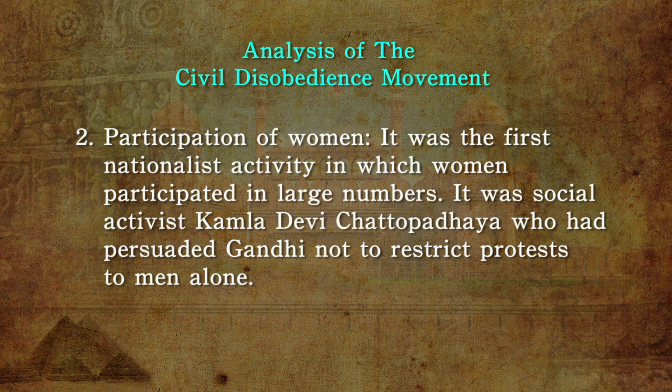Next was the participation of women. It was the first nationalist activity in which women participated in large numbers. It was social activist Kamala Devi Chattopadhyay who had persuaded Gandhiji not to restrict protests to men alone. It was also the Salt March which forced the British to realize that their Raj would not last forever and that they would have to give some power to the Indians.